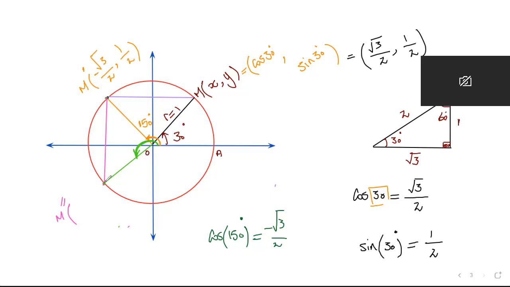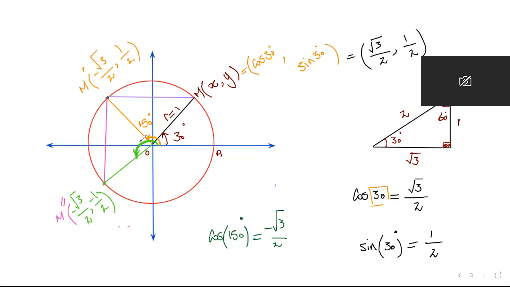Now, at this point, what are the coordinates of M double prime because of the symmetry? Minus x and minus y. It means minus square root of 3 over 2 and minus 1 over 2. You see, I didn't have to measure anything. Just by knowing the first value, I was able to make an inference about this.